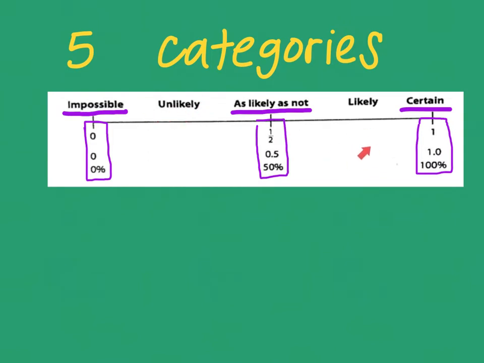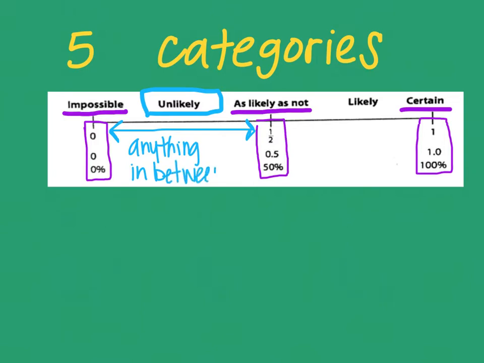Then in the center, this is where our really big categories are. The first one is unlikely. Okay, and unlikely is anything in between 0 and 50%. Anything in between. Okay, anything from 0 up to 50%. So this is less than 50%, but greater than 0.